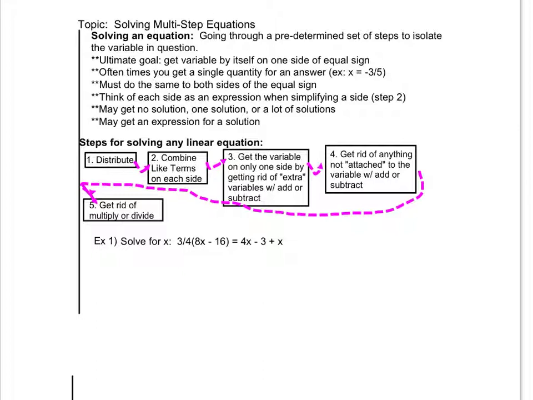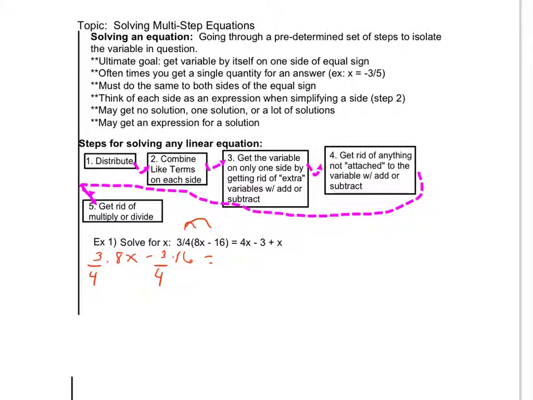Looking at the first one, the first thing I'm going to do is see that 8x and -16 are not like terms, so I am going to distribute that 3/4. I'm just going to begin by writing out what it means to distribute. It means to multiply, and then I'm going to worry about the fraction after that, because my hope is that I'll be able to reduce some of those fractions. Actually, I'm going to erase what I just wrote, because I'm going to combine my like terms on the right hand side, since I don't have any parentheses there. So 4x plus x is 5x.